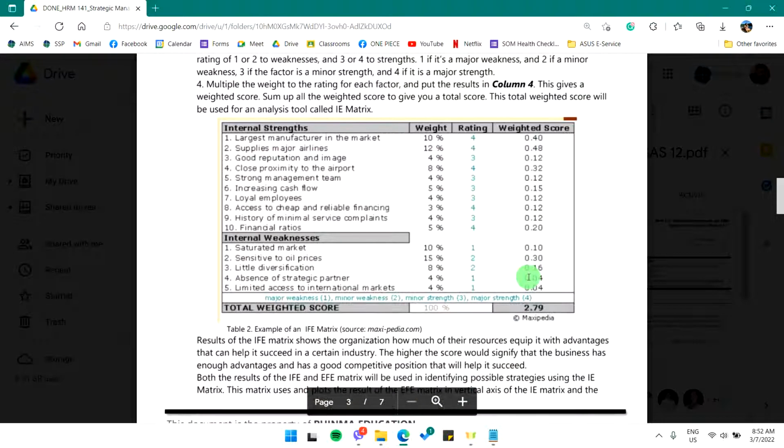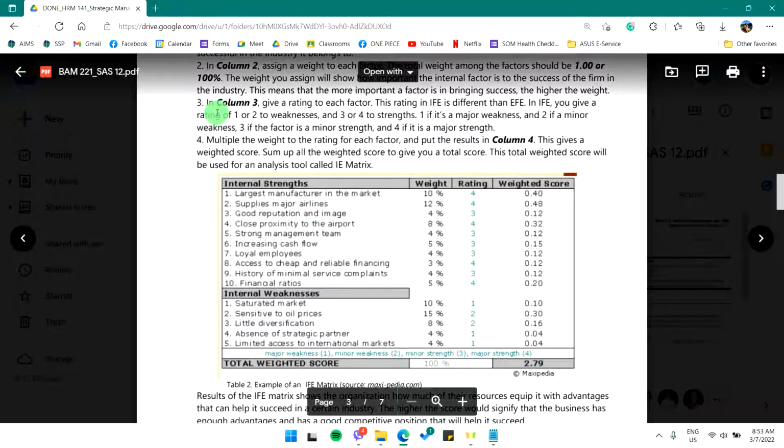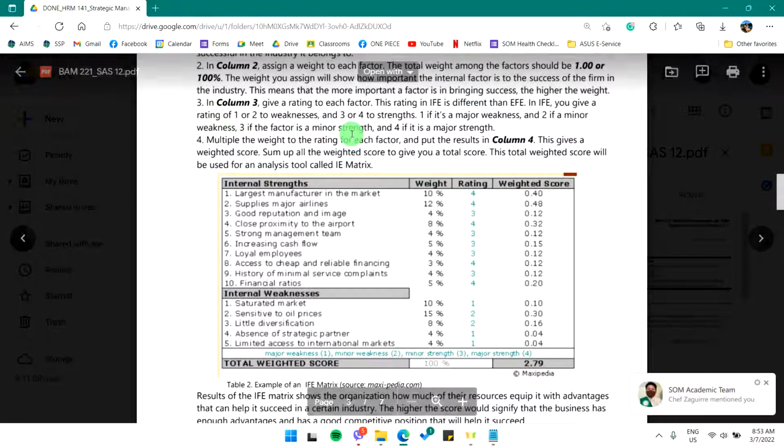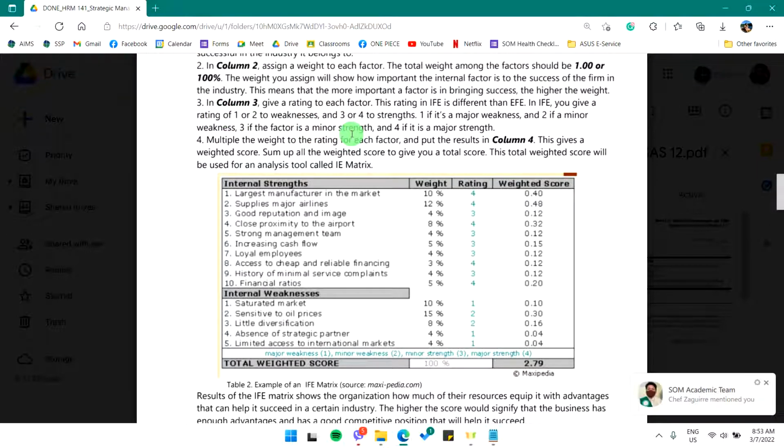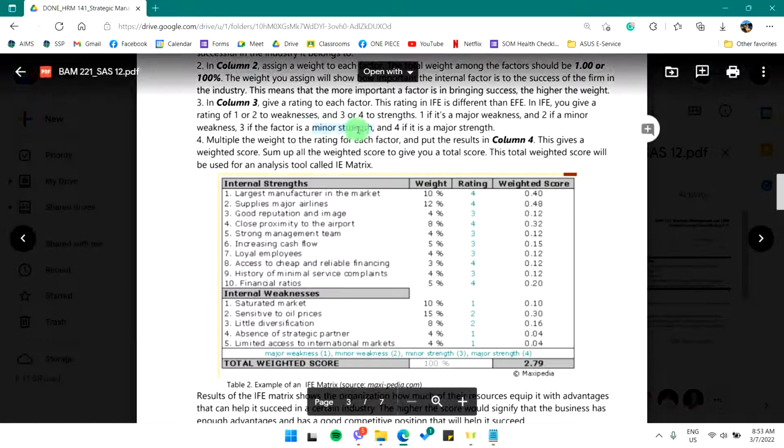Sa pag-rate naman ng ating key factors natin sa ating internal, sa strengths and weakness, iba naman siya. 1 or 2 is rating for weaknesses. 3 and 4 is a rating for the strengths. We will rate our strengths 3 or 4, depending if it is a minor strength or major strength. We will rate our weaknesses 1 or 2, based if it is a major weakness or a minor weakness.